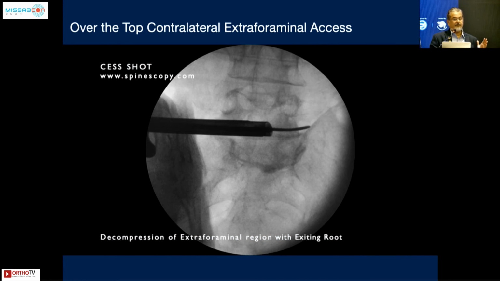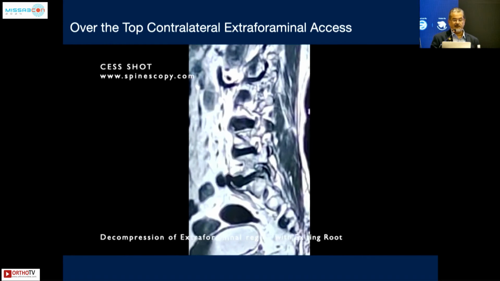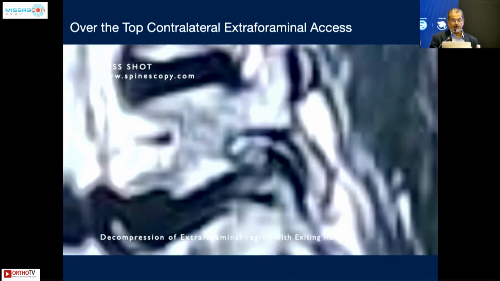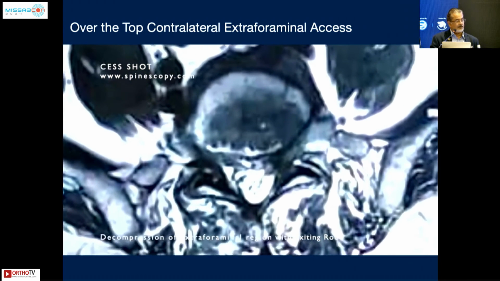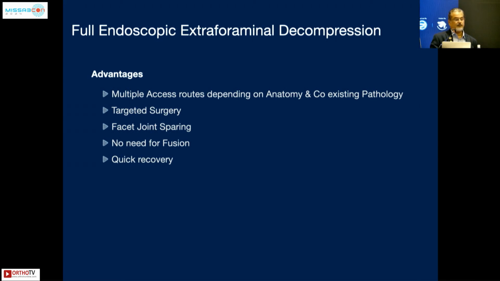You can also confirm radiologically that you are far out and you are in the extraforaminal region when you do it. Now, fortunately, we were able to get the MRI post-op. So this is the decompression that you will be able to achieve in this case. So advantages of multiple routes and to understand where the pathology lies is important. Multiple access routes are dependent on anatomy and coexisting pathology. This is a targeted surgery, facet joint sparing. And in most of the cases, you don't need a fusion if there is no already existing instability.